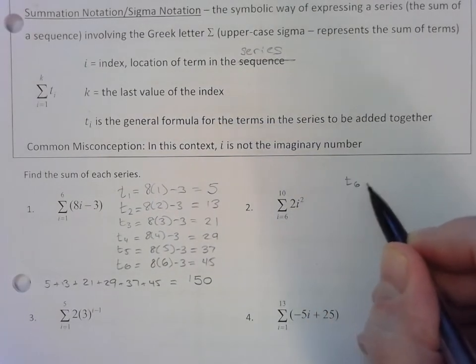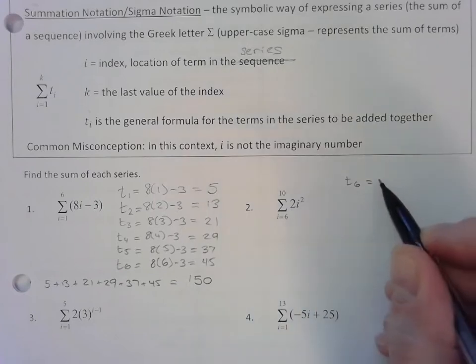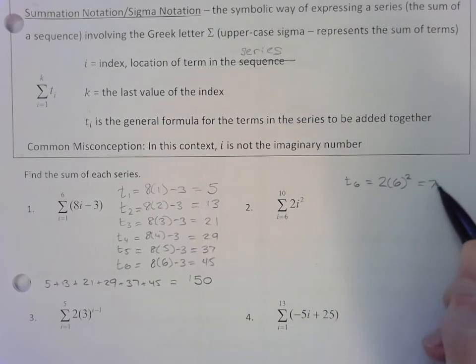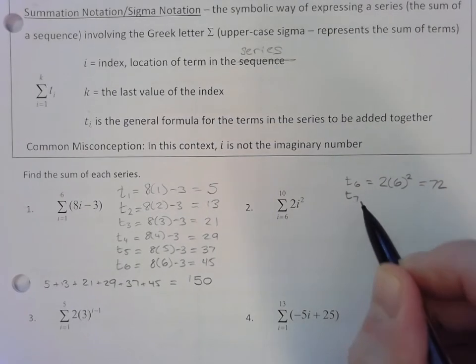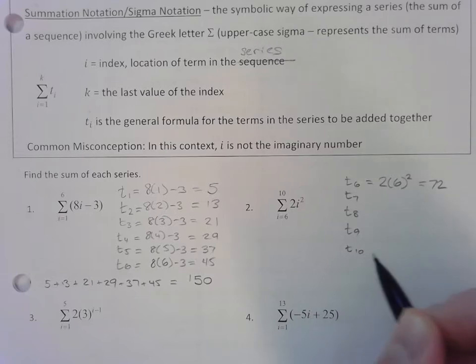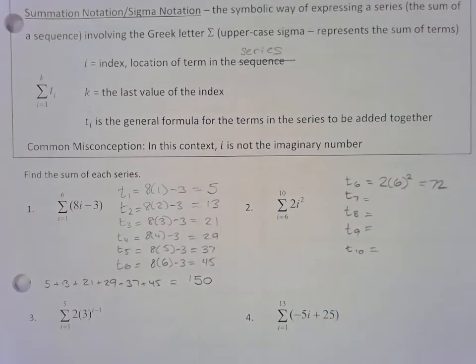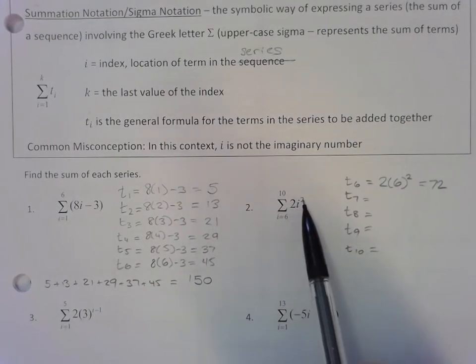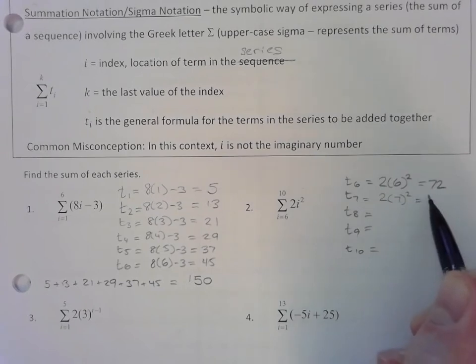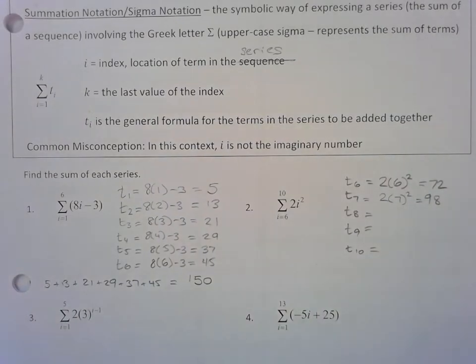So the 6th term is 2 times 6 squared. Order of operations, of course, matters. 6 squared is 36 times 2 is 72. Then t sub 7, and t sub 8, and t sub 9, and t sub 10. Why don't you pause the video and evaluate these values? I'll just do one more with you. 7 squared is 49. So 2 times 7 squared, 49 times 2 is 98. Again, pause this video, find the next terms, and I'll be waiting for you when you return.